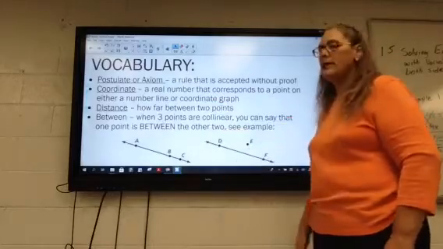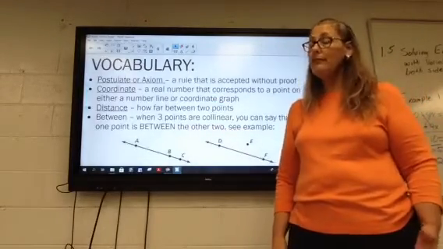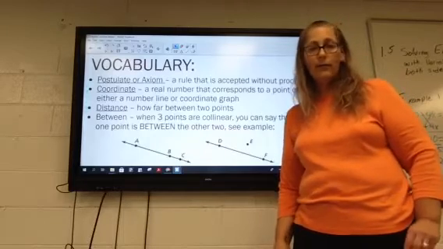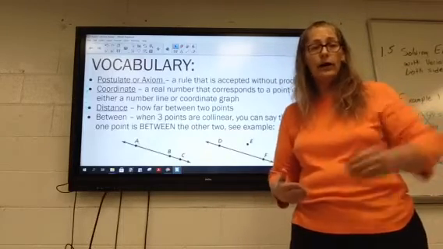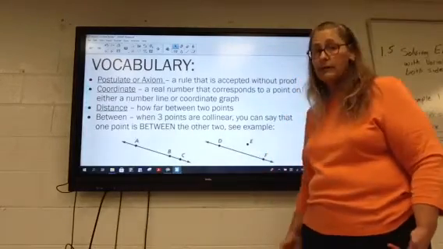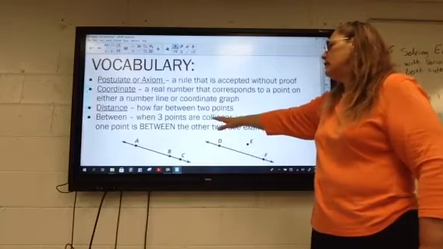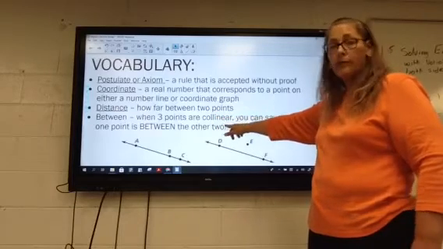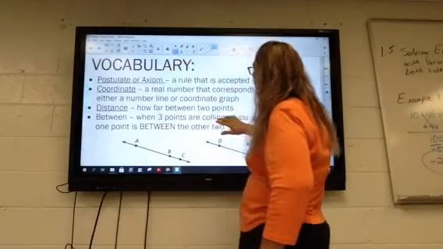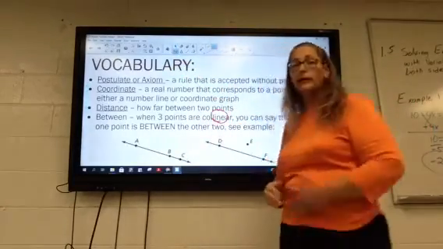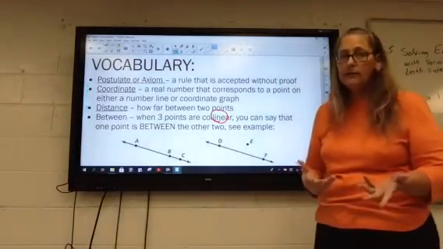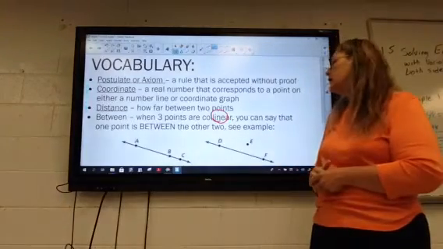Distance is how far it is between 2 points. Distance is exactly what it sounds like. How far is it from point A to point B? From school to your house? From Walmart to McDonald's? That's distance. Between: when 3 points are collinear, remember, look at that word collinear, it has the word line in it, so when they're on the same line, you can say that one point is between the other, like we talked about in the last lesson.